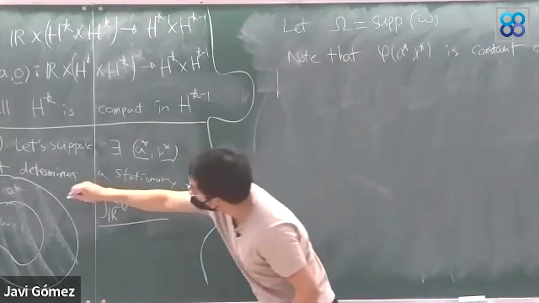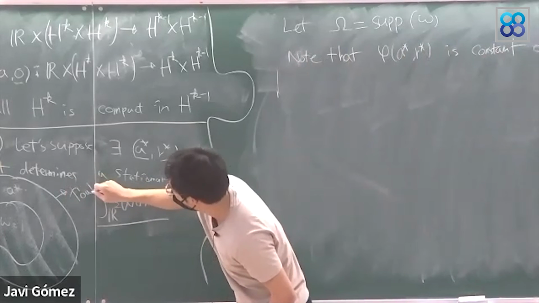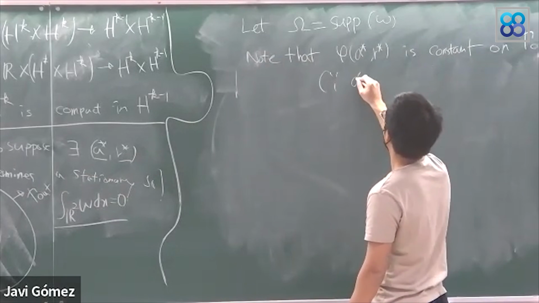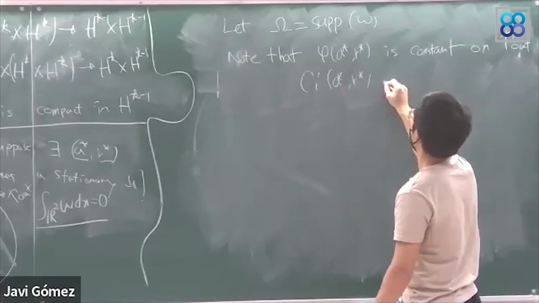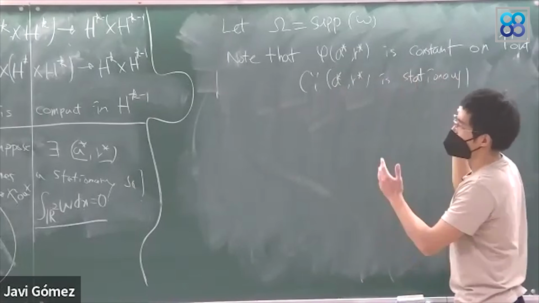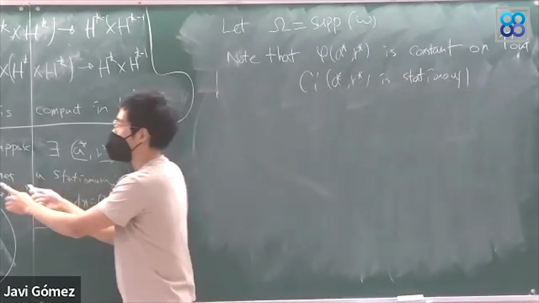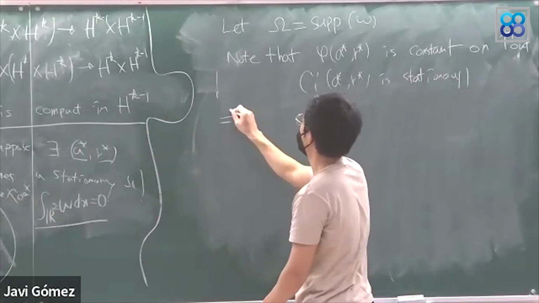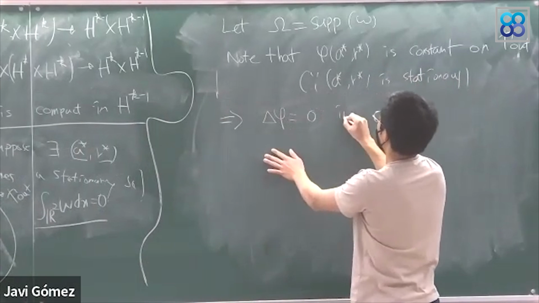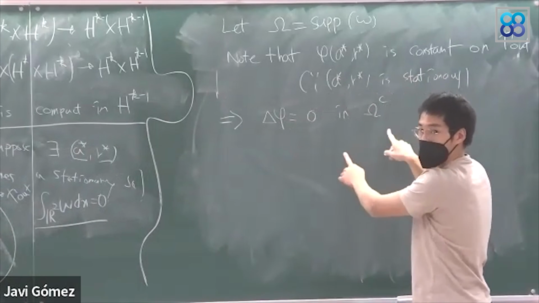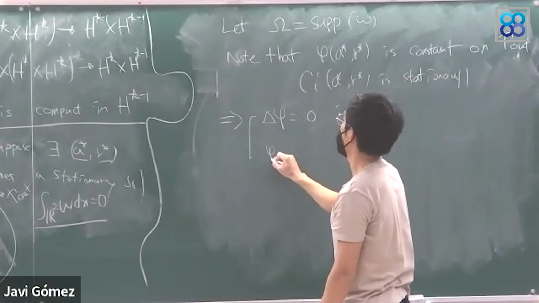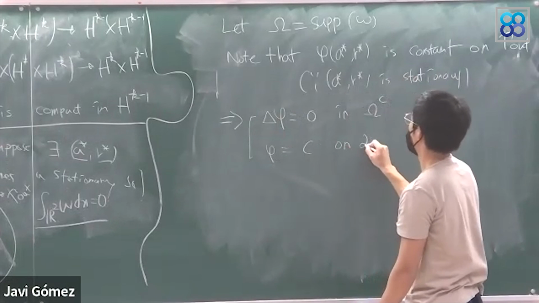The outer boundary is gamma out. Why is this so? Because it's stationary, the corresponding stream function has to be constant on the boundary. Then we can very easily see that the Laplacian of the stream function is zero in this exterior domain outside the support of the vorticity, and psi is constant on this boundary.